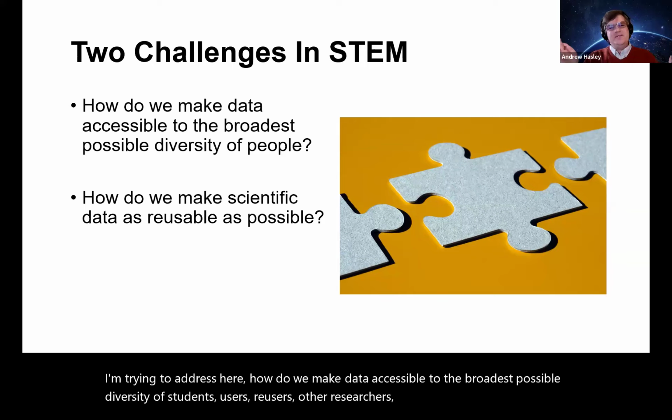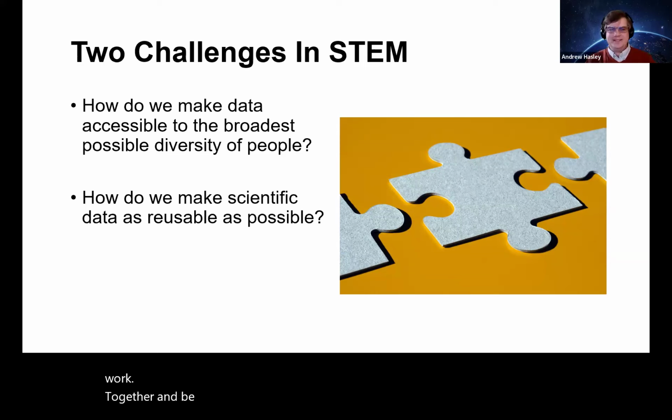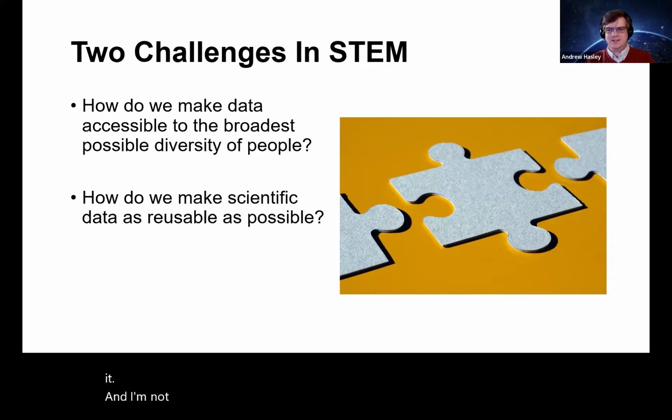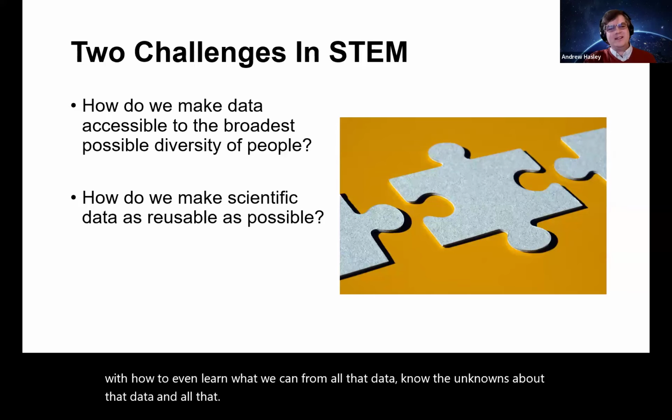We have this glut of data that we're trying to figure out how to actually make it all interoperate and work together and be useful to do something. We're trying to figure out how to represent it. And I'm not saying visualize it on purpose, and we'll get to that later. We're struggling with how to even learn what we can from all that data, know the unknowns about that data and all that. So how do we do that in ways that are consumable?